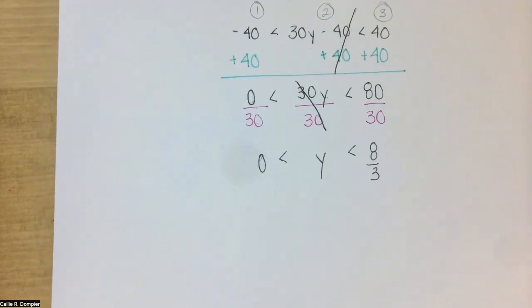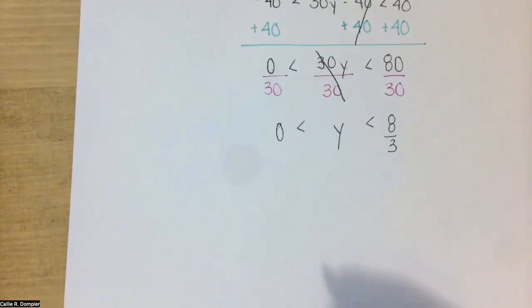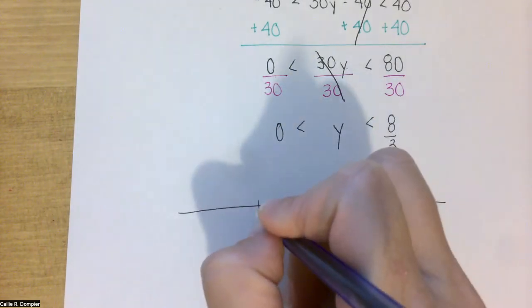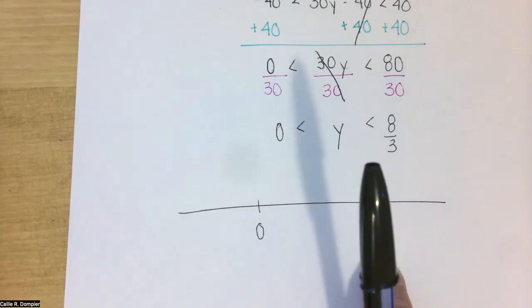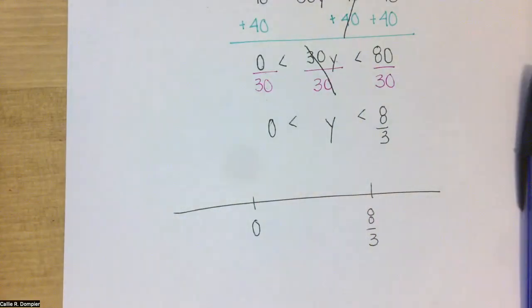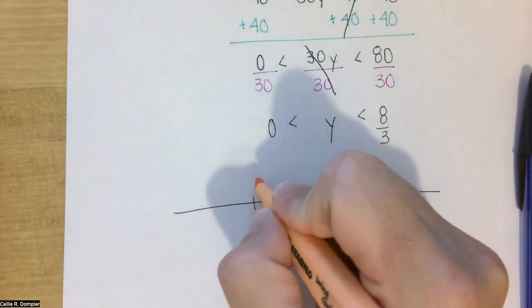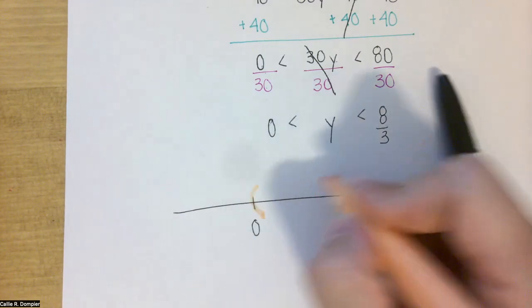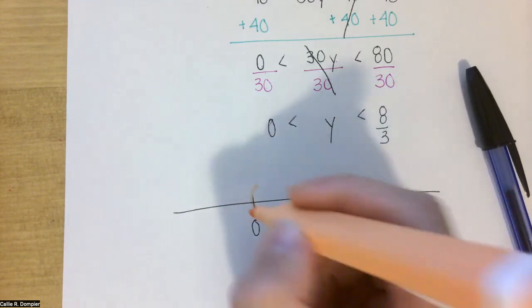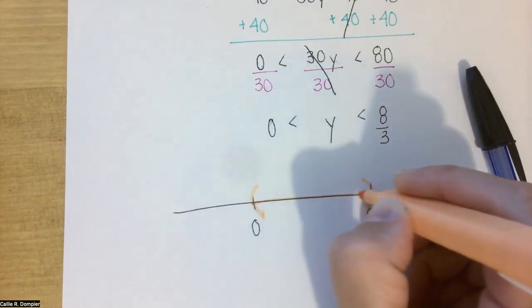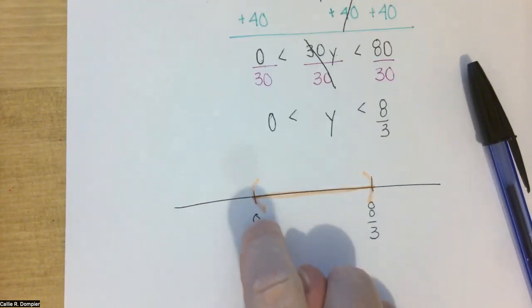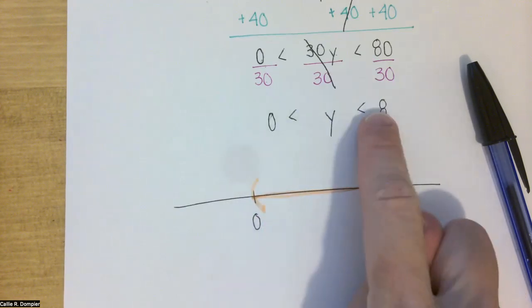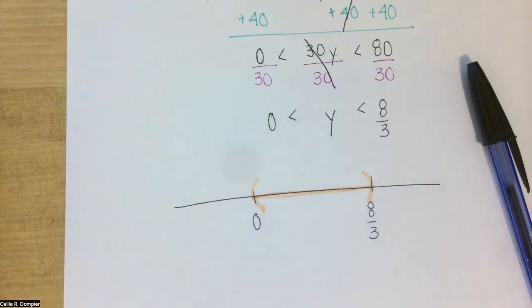So answer using interval notation and graph. Here is 0, here is positive 8/3. What is happening? There are no equal signs, right? So it's all parentheses. 0 is smaller, so that gets the open parentheses. 8/3 is bigger, so that closes the parentheses. And it's just between 0 and 8/3. No bracket, because it doesn't include 0. There's no equal sign. No bracket, because there's no equal sign for 8/3.